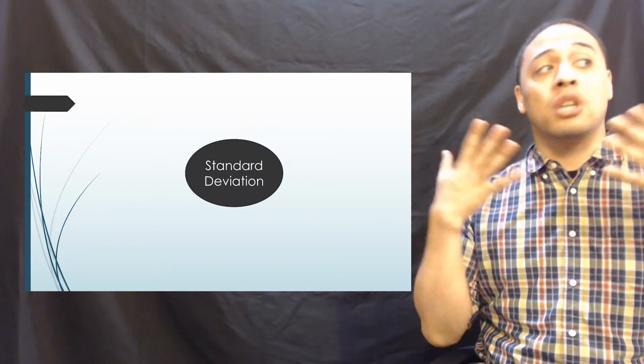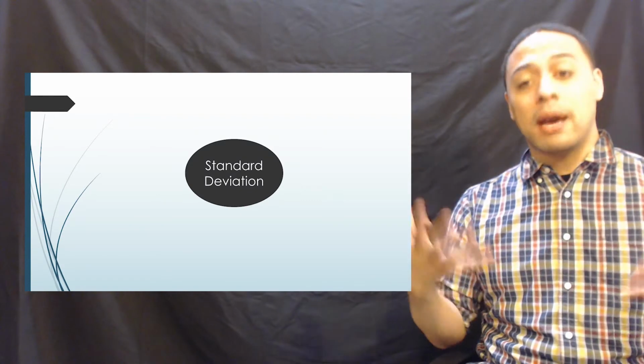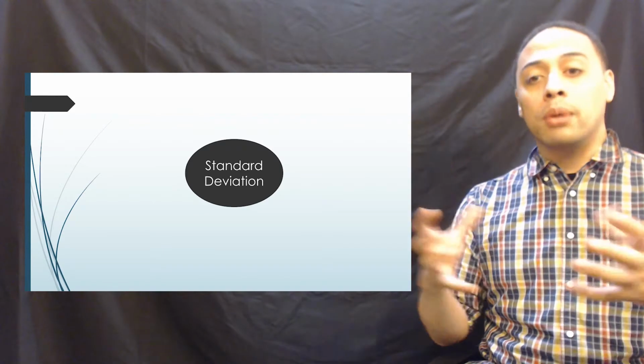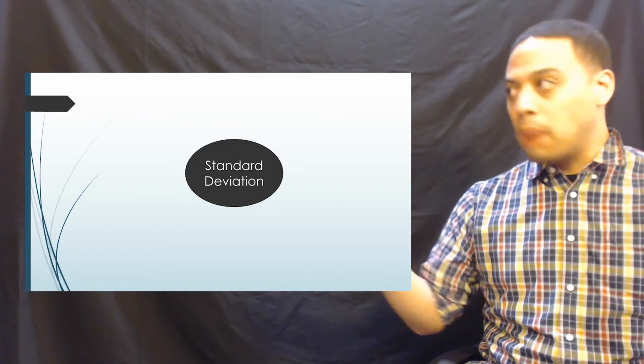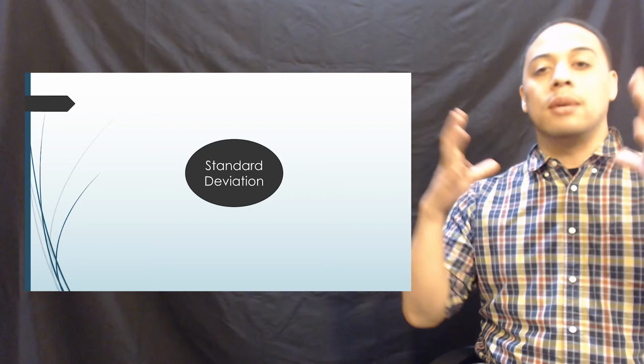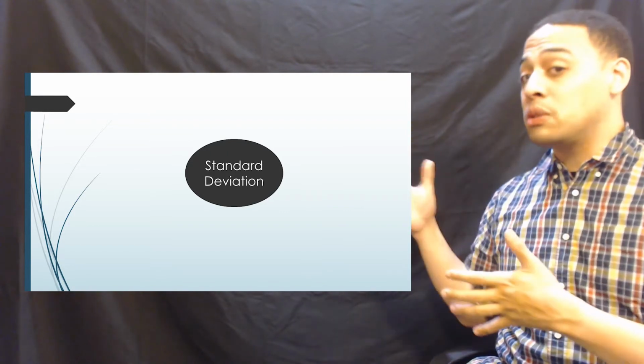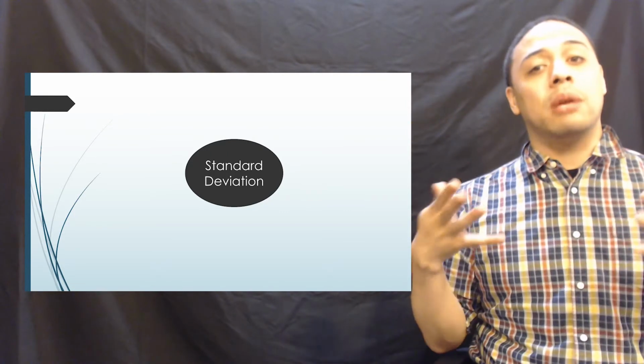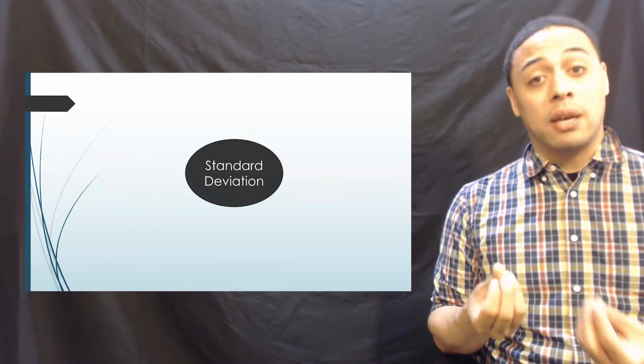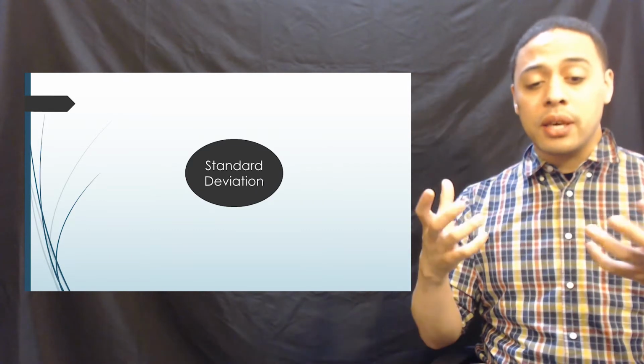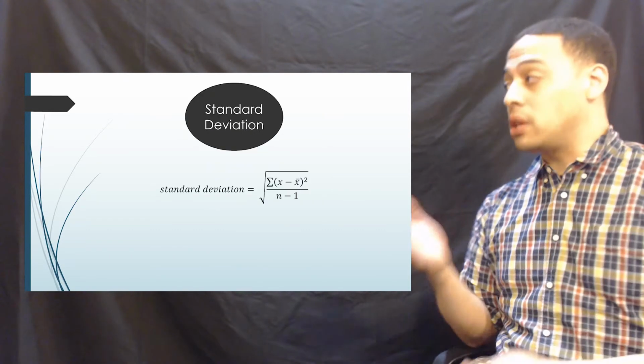Now, the standard deviation is just like anything else, a measure, right? It is a number that we have come up with as human beings with a specific formula that serves a purpose for us to be able to describe the variability of data. And this is the way it's calculated with this formula right here.